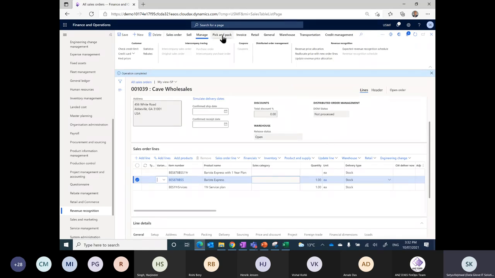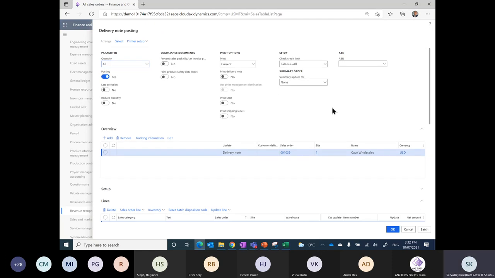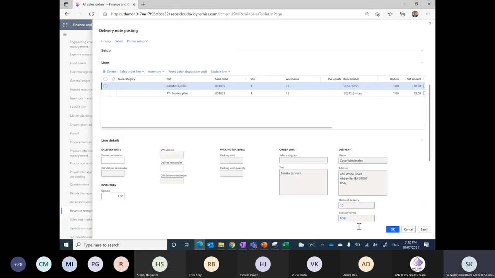Okay, let's pick back and invoice this order. And then I'll come back to the Excel to explain some accounting. So I'm now creating the delivery note.